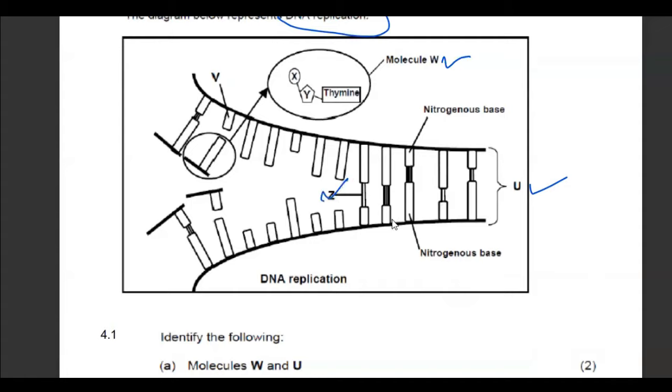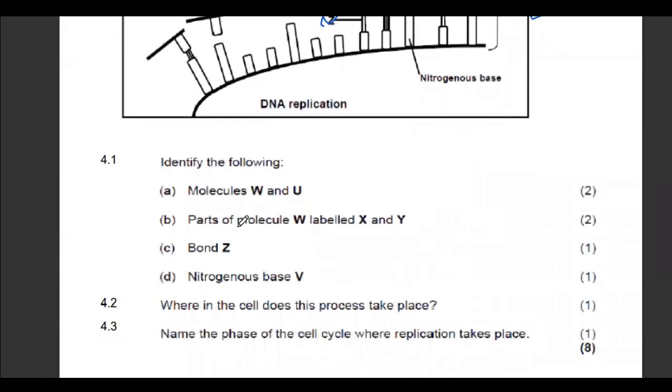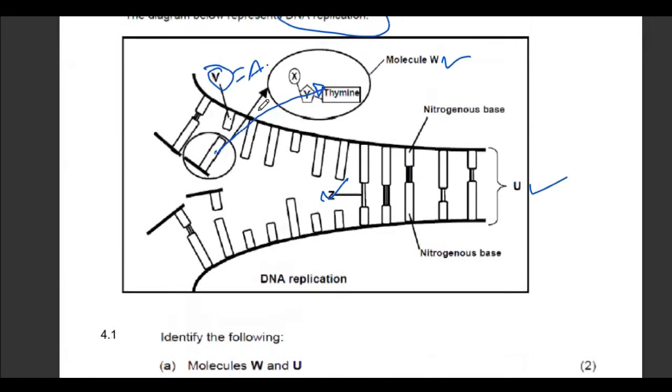And then what is V? How do we know the nitrogenous base V? Because the nitrogenous base is complementary to this, and this is given here, which is thymine, therefore V is equal to A, which is adenine. And then they are saying name the parts of molecule W, which are X and Y. X is the phosphate group, correct, and then Y is the deoxyribose sugar.